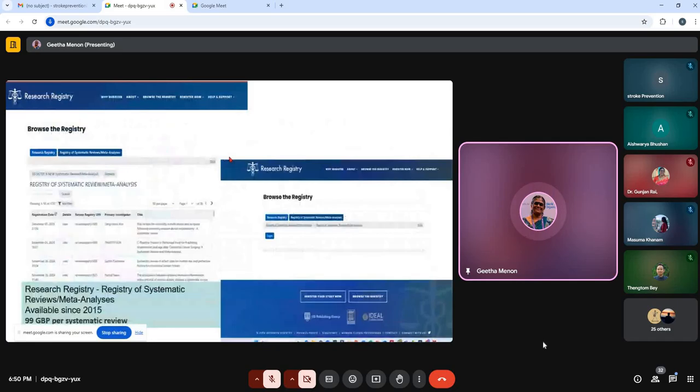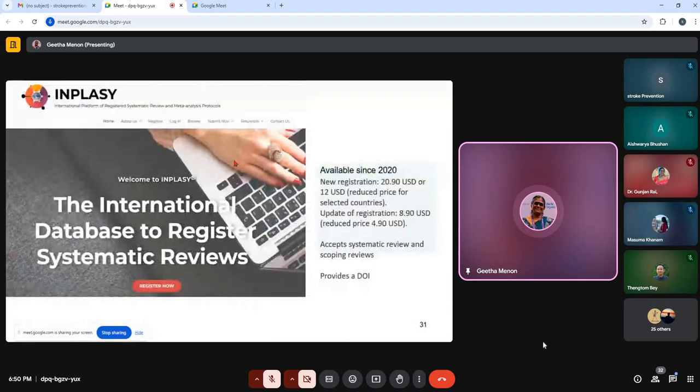The other registry is the Research Registry. The Research Registry also takes protocols, but it is a priced registry. It takes about £99 for a systematic review. If the systematic review that you are conducting is a funded review, then probably you can register in this registry also. The other registry is again a priced registry. It takes about 21 US dollars for first time registration, and later on for every update it takes about $9. One good thing about this registry is that it provides you a DOI also. So you can use this protocol and add this in your CV as a publication.